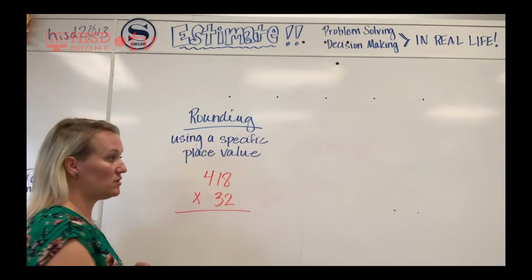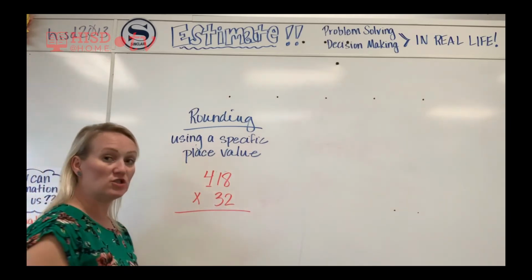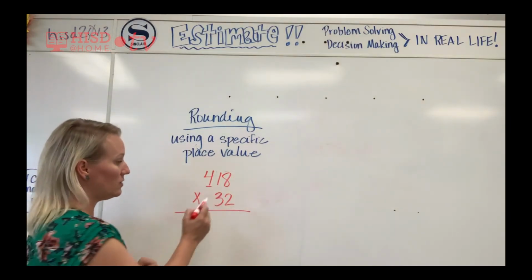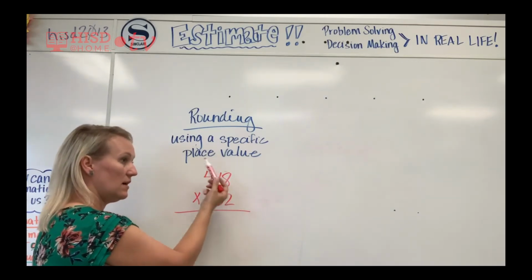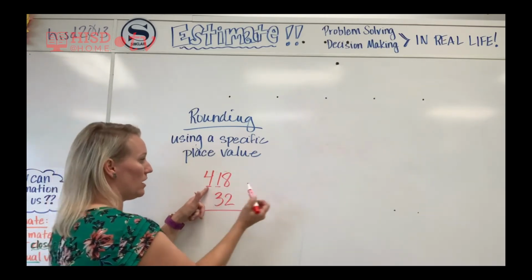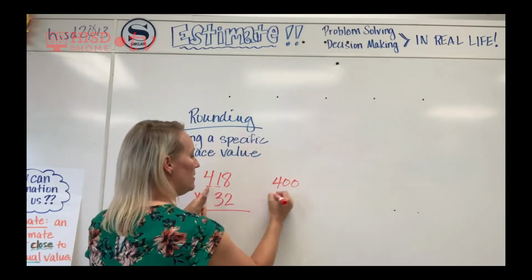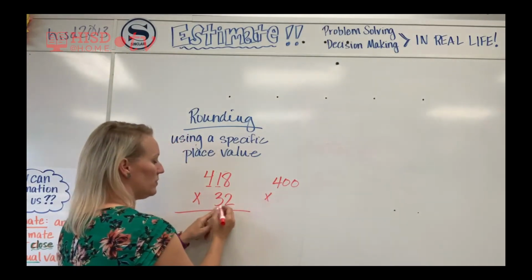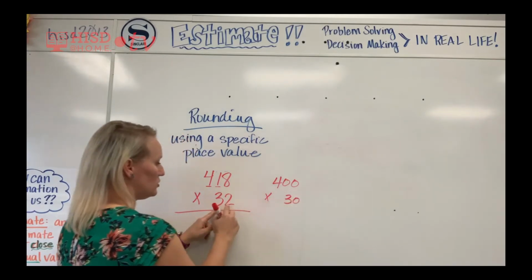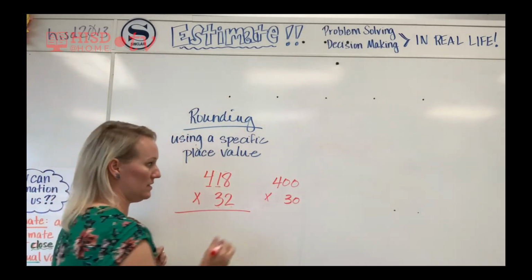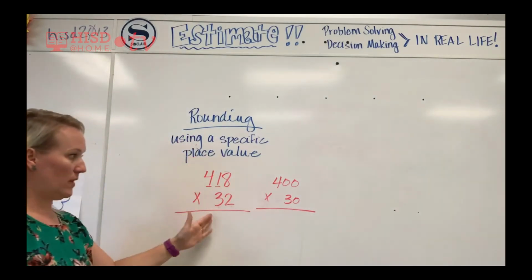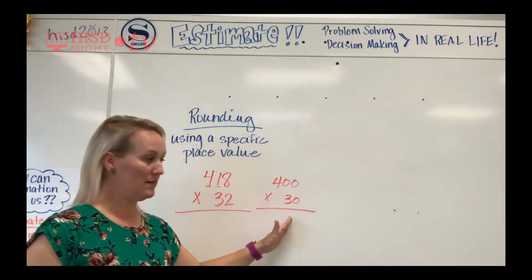So rounding to the largest place value, here I would see that the 1 is not large enough to bump it to the next higher up value. So 418 would become 400 and 32 would become 30, because 2 does not bump it to 4, is not large enough to take it to the next place. So then instead of multiplying these numbers, I can just multiply these.